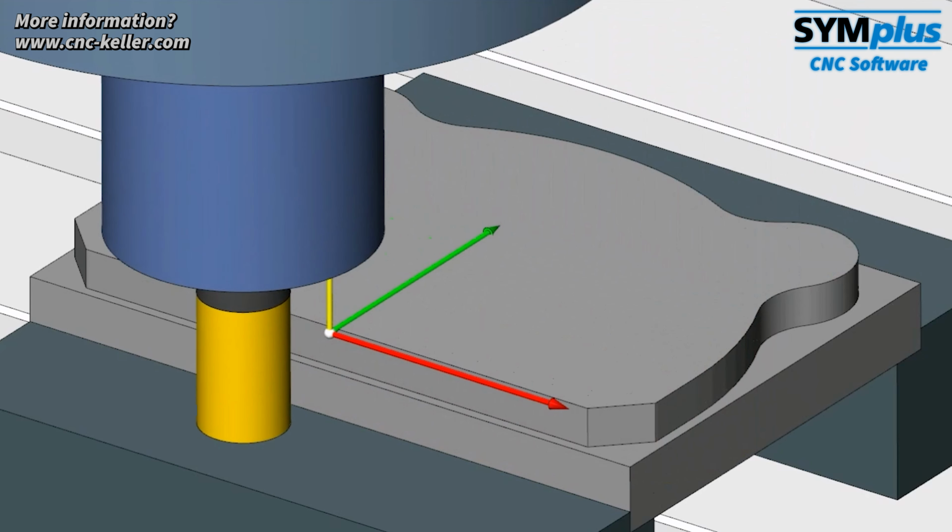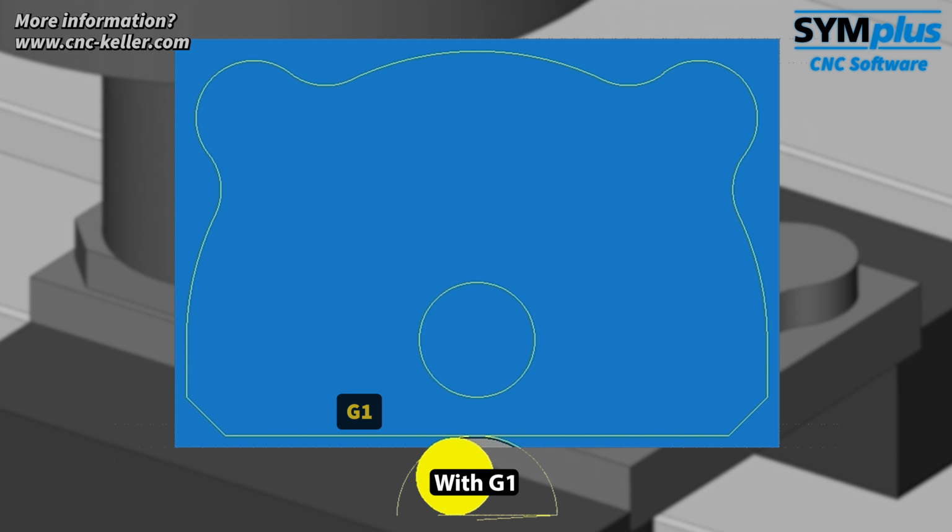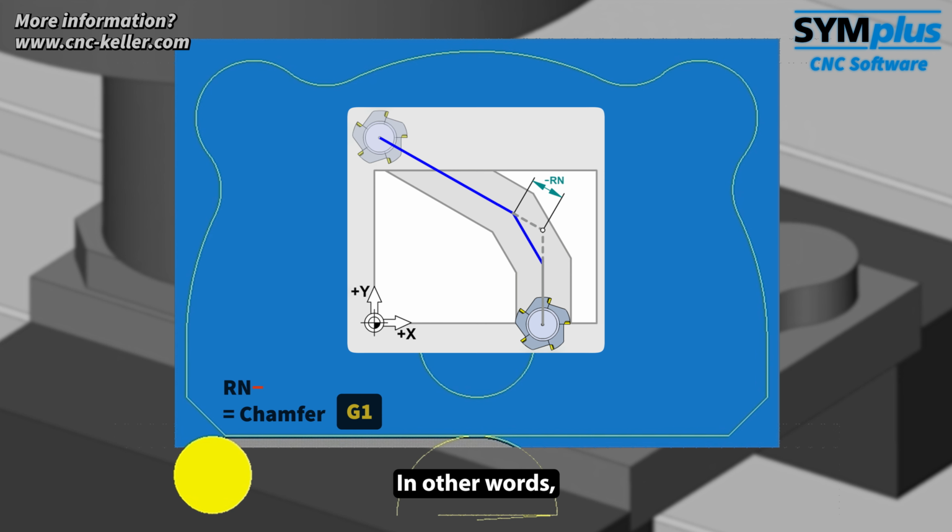And that's it? That went a bit too fast? Let's take a closer look. With G1, the tool first travels a straight line to the left. Since the Rn parameter is negative here, a chamfer is created at the end of this line. In other words, the corner is slightly beveled so that no sharp 90-degree angle remains.